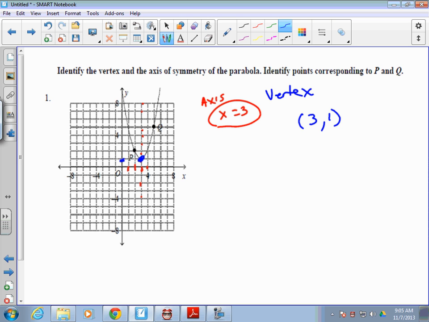And then just naming these points right here. This point Q, it looks like it's at 5, 5. And this point P, looks like it's at 2, 2. Just naming those points.